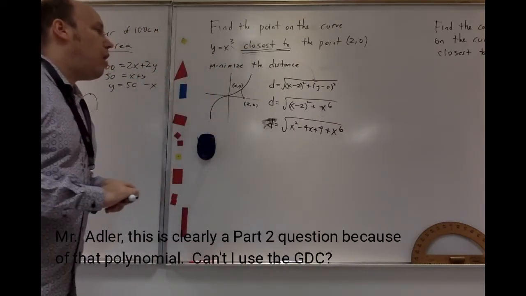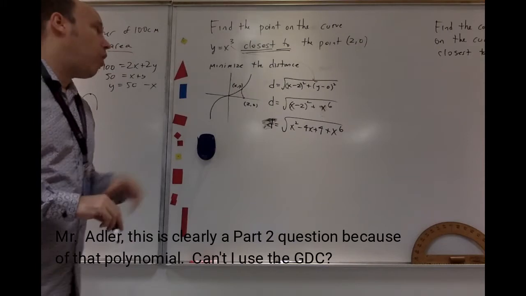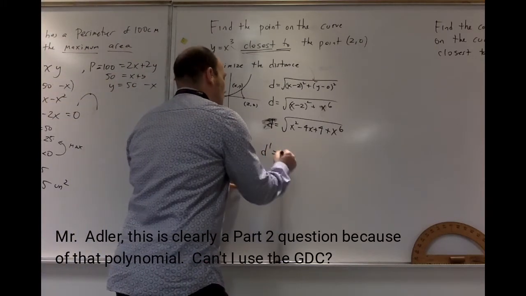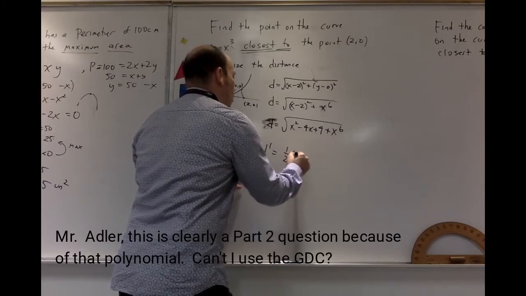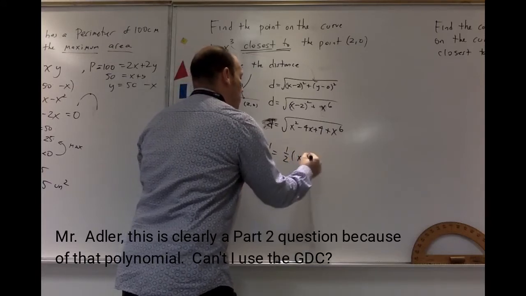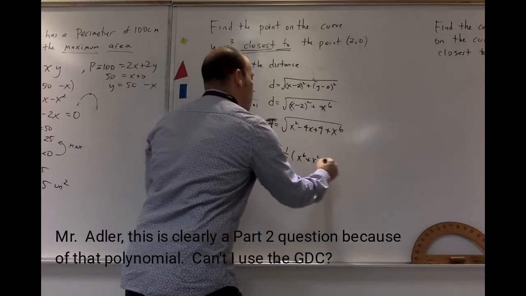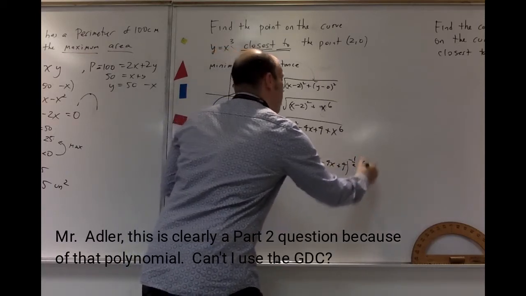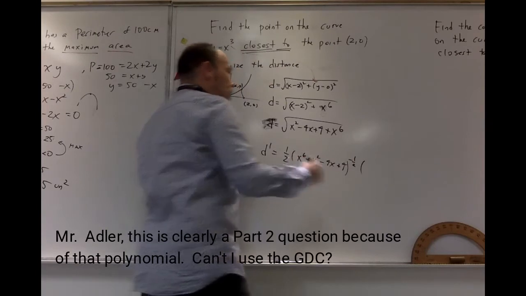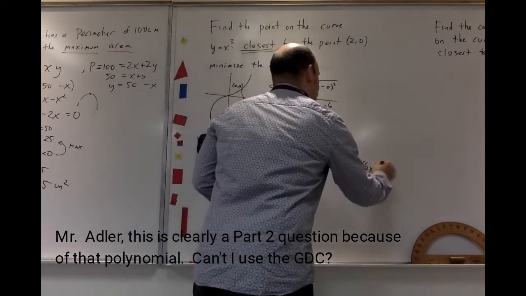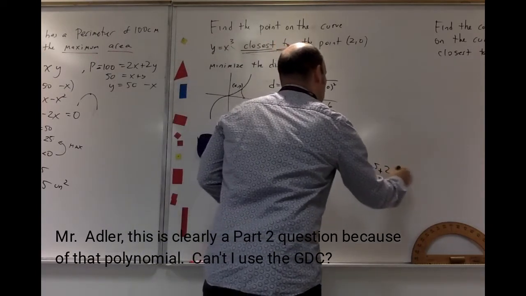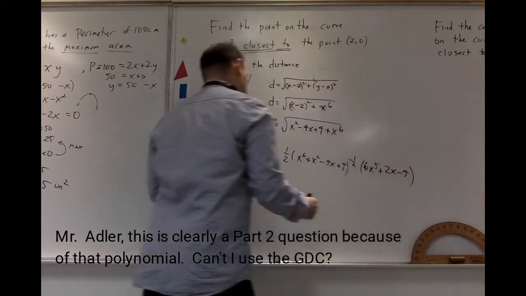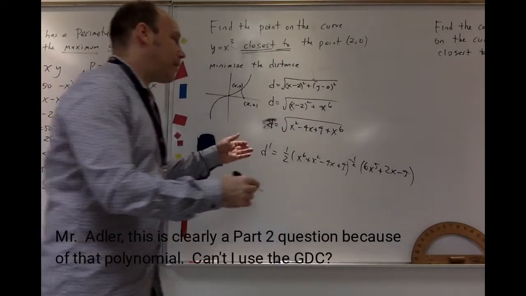And so what do we do? Well, we take the first derivative, and it's 1/2, open parentheses, x to the 6th plus x squared minus 4x plus 4 to the negative 1/2 times 6x to the 5th plus 2x minus 4, and we set that equal to 0.